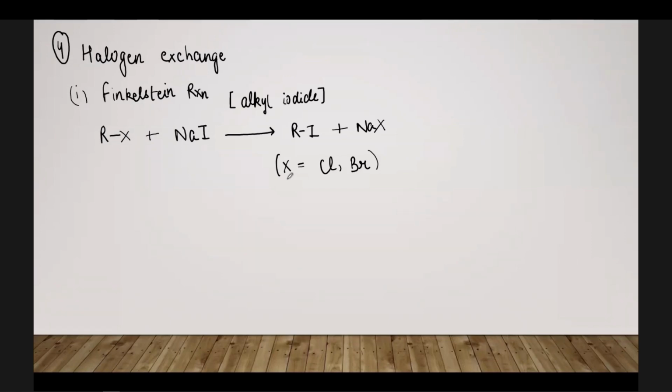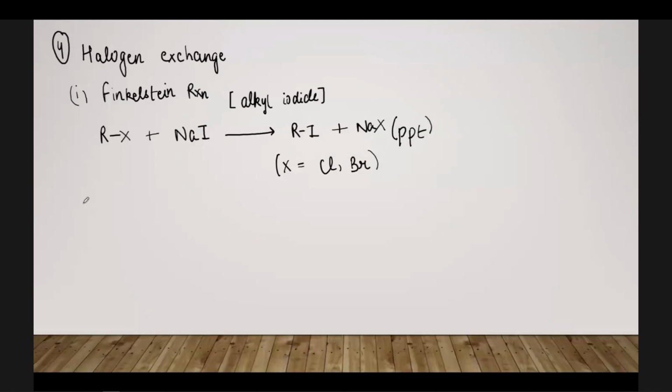So this reaction gives good yields of this alkyl iodide, because the NaX that forms is in the precipitate form. Since a precipitate forms, it will get collected as a solid, and the concentration of this NaX in the reaction mixture will decrease, and so the reaction will go in the forward direction, right?